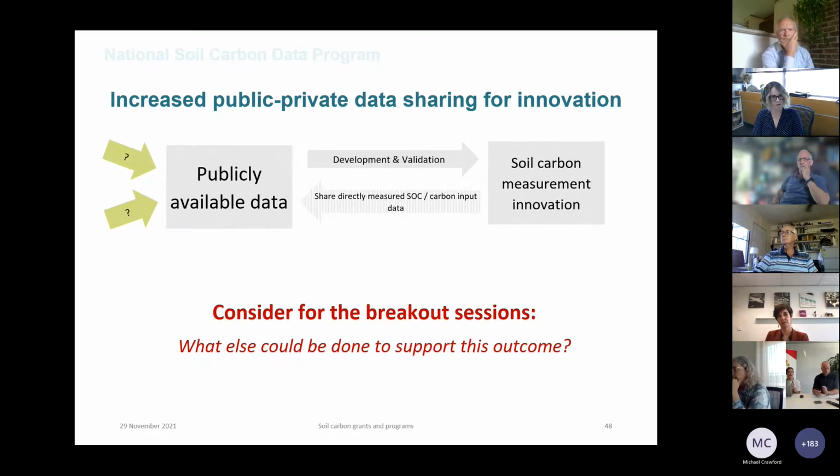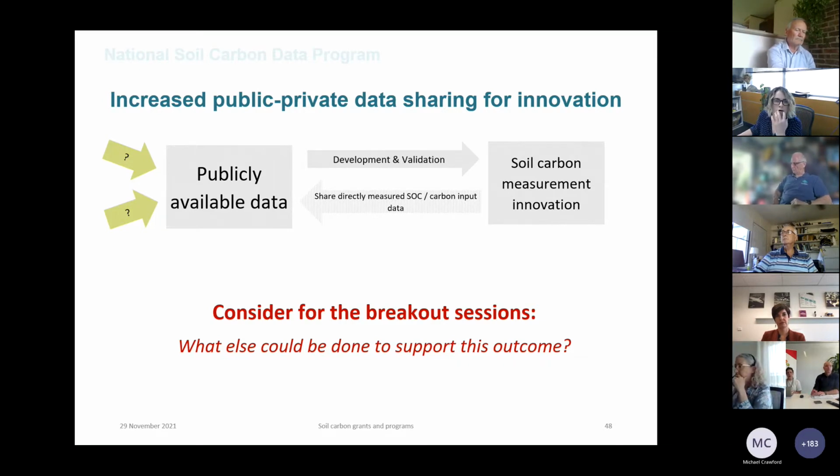One thing we'd really be interested in here that we'll come back to in the breakout sessions is what else could be done to support this outcome. Are there other data sources that we could support? Are there other kinds of uses that you might like to think about? What are the benefits, opportunities, and risks that you see with driving towards this outcome?